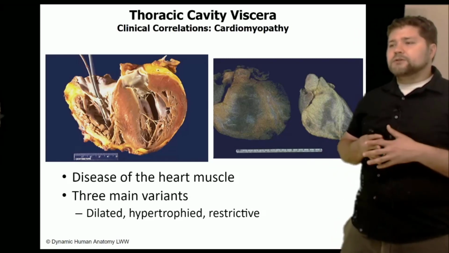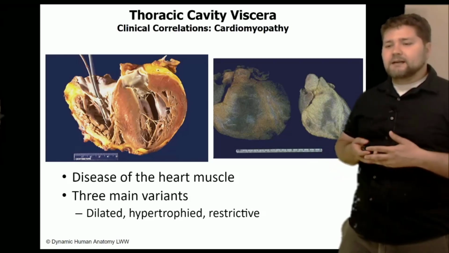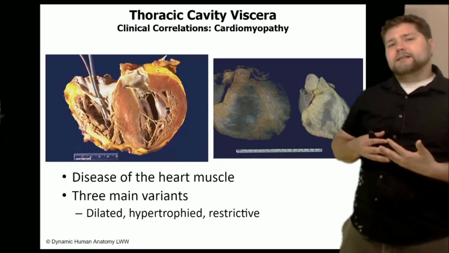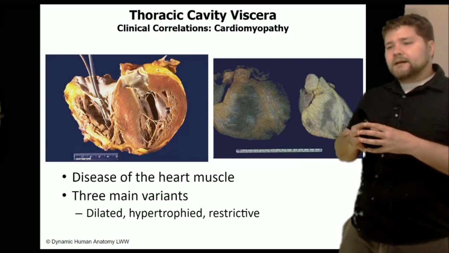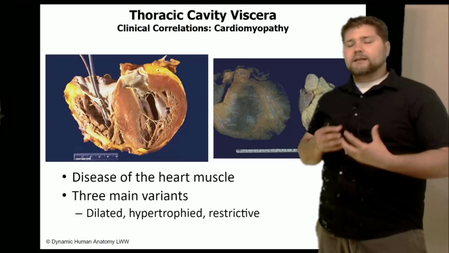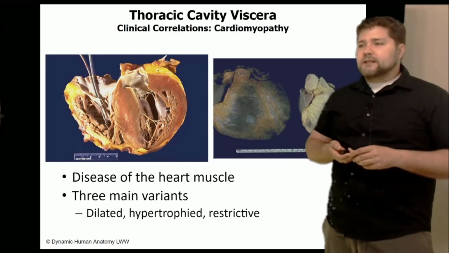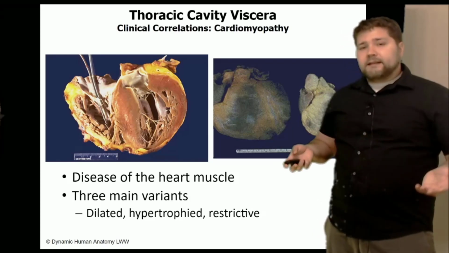The restrictive type is usually associated with some specific diseases like amyloidosis. Something gets deposited into your heart muscles, and the pumping action basically gets inhibited. So those are just a couple of diseases that you can get. But other than that, that is heart.